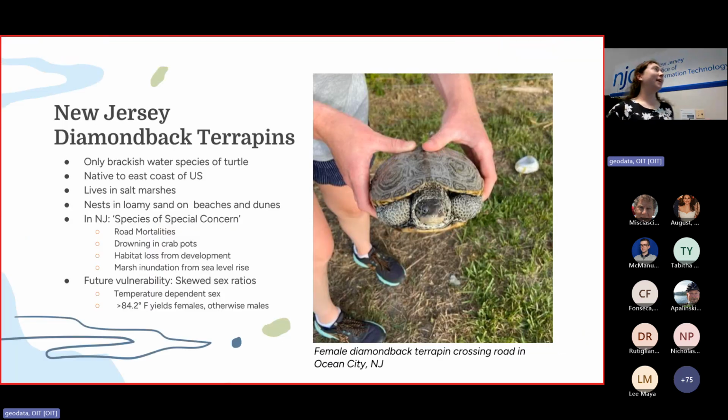So diamondback terrapin, you've probably seen if you've been at the beach. It's a brackish water species of turtle that resides in the saline marshes of the New Jersey coast. And they're a species of special concern in the state because of a variety of reasons, but what I looked at specifically was habitat loss from both development and inundation with sea level rise of the marshes.